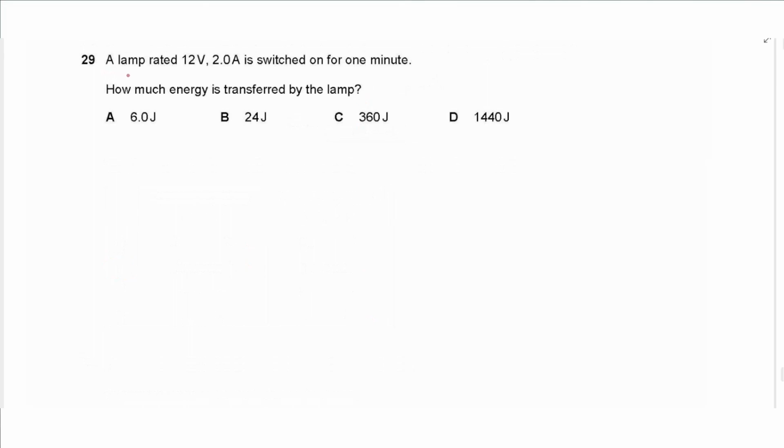Question 29 says a lamp rated 12 volts, 2 amperes is switched on for 1 minute. That's a time of 60 seconds. How much energy is transferred by the lamp? So energy is equal to VIT, or power multiplied by time, and power is equal to VI. So we multiply 12 by 2, then by 60. That gives an answer of 1440. So the answer is D.